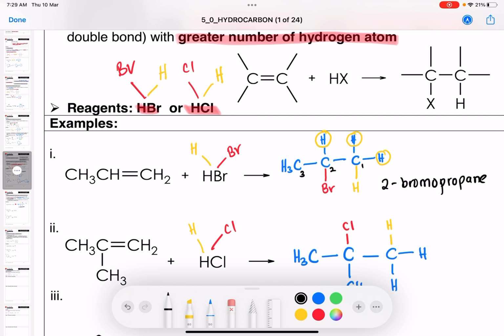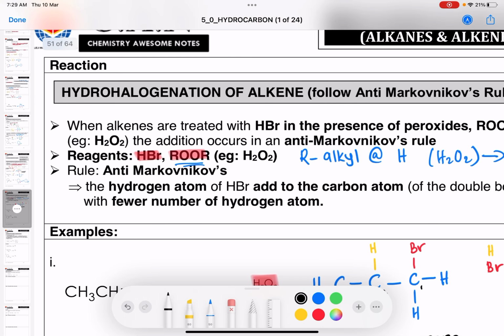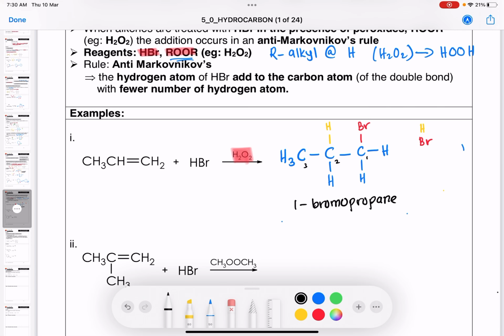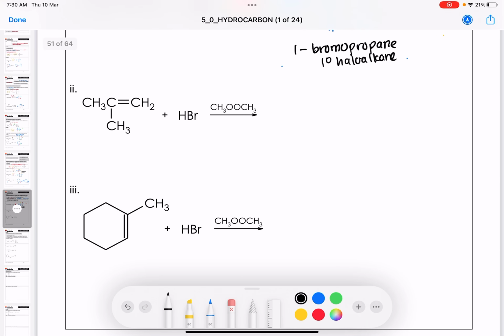So it does make a difference, and it gives a different class of haloalkane. This one will be a secondary haloalkane, which is more stable. This one will be a primary haloalkane, less stable. Okay, so this is it. Now let's try doing number 2 and number 3.